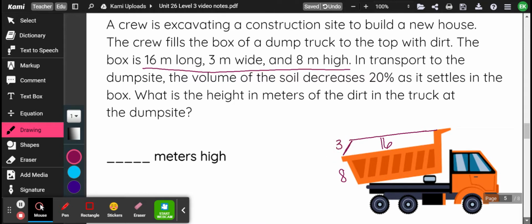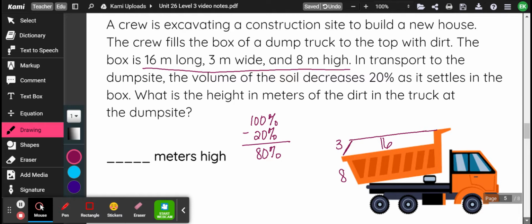In the transport, the volume of the soil decreases 20% as it settles in the box, which means that each of these dimensions is decreasing by 20%. So let's think about this. If we're starting with 100% and we're decreasing by 20%, what percent do we have left? We have 80%. If I multiply 80% by each of these dimensions, I get the settled dimensions.